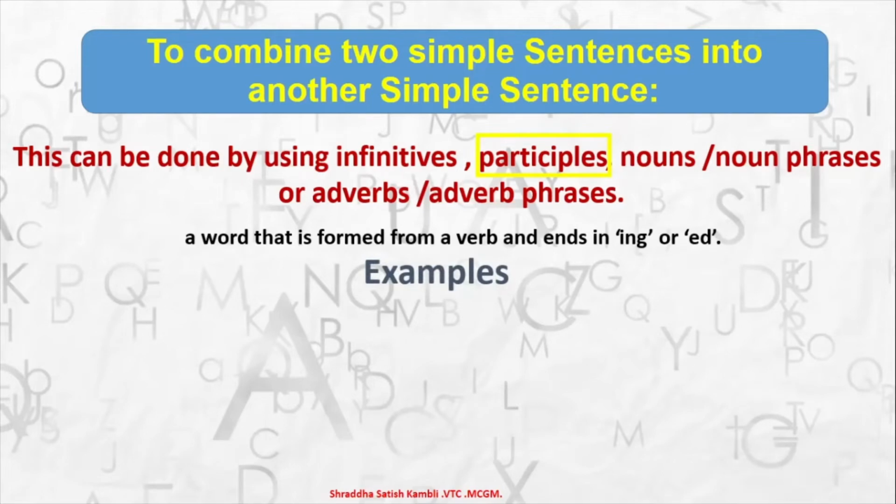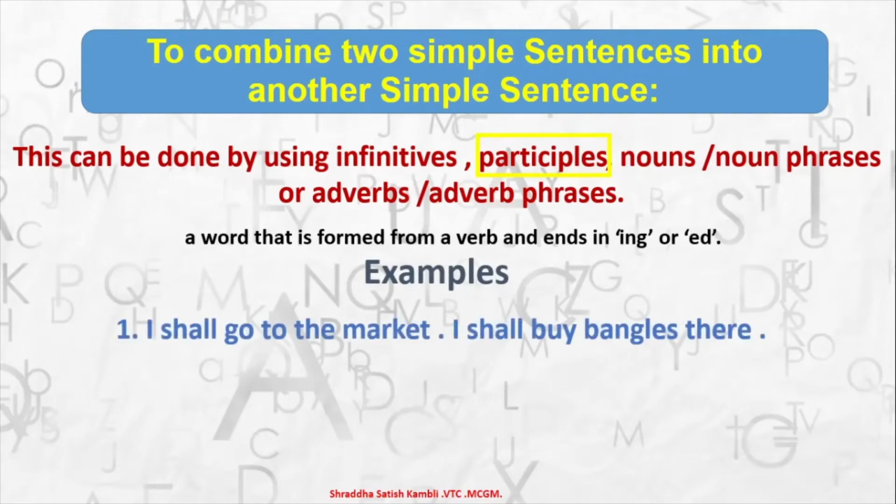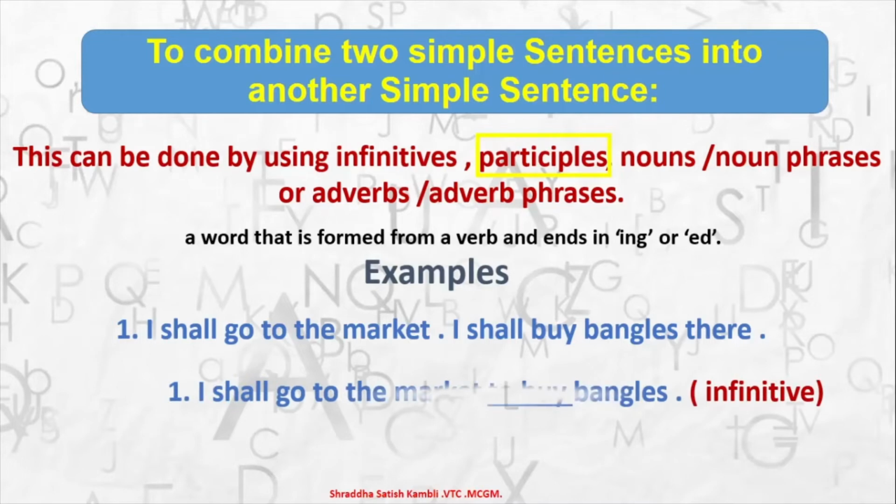Alright, let us take a look at some examples now. Here is the sentence: I shall go to the market. I shall buy bangles there. I will combine them and say, I shall go to the market to buy bangles. So see, I have used the infinitive to buy. Alright, so to buy is the infinitive here.